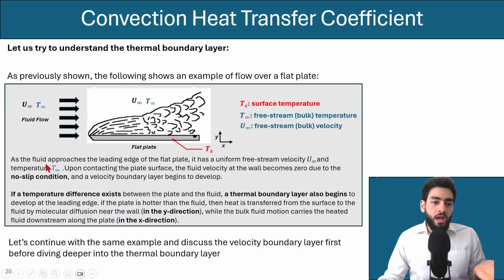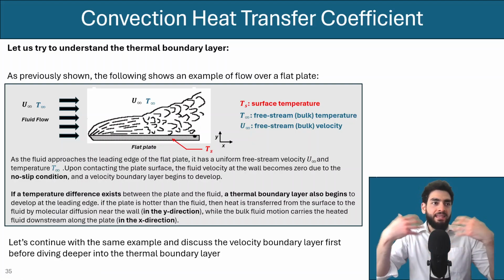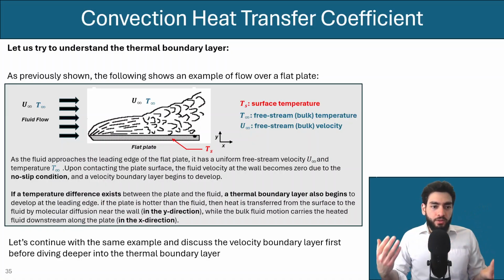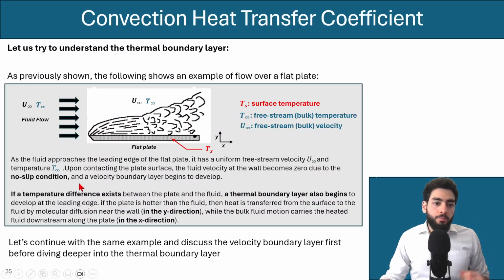Now, as the fluid approaches the leading edge of the flat plate, so that means as the fluid approaches the beginning of this flat plate, it has a uniform free stream velocity, which we just said, and a particular temperature. So you can think of this as the initial velocity and the initial temperature before it flows and makes contact with the flat plate.